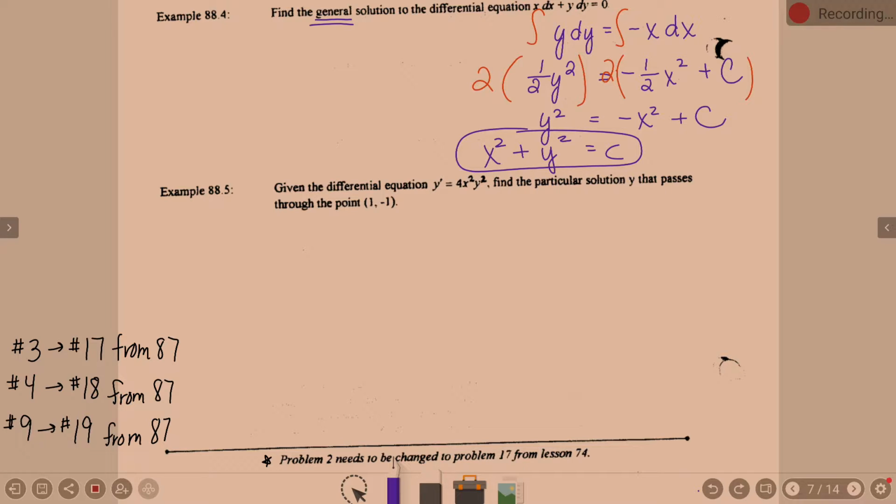Okay. Example 5. Last one. Given the differential equation, y prime equals 4x squared y squared, find the particular solution y that passes through the point 1, negative 1. First of all, y prime is the same as saying what? dy dx. So this is dy dx equals 4x squared y squared. We're eventually looking for the particular solution, but right now we have to find the general solution.